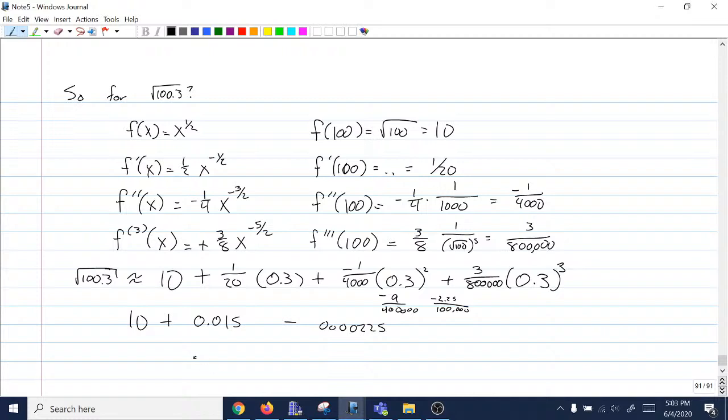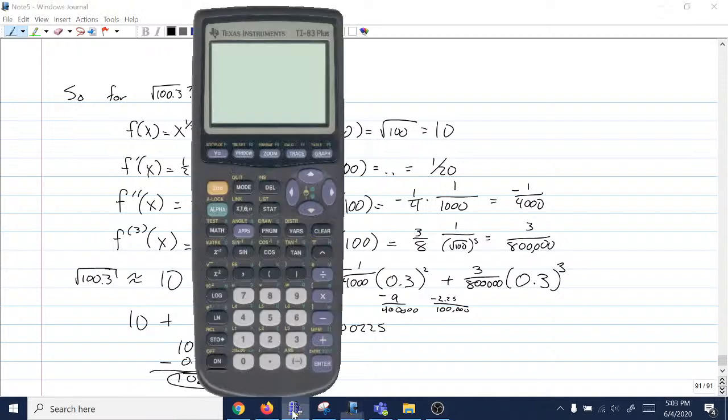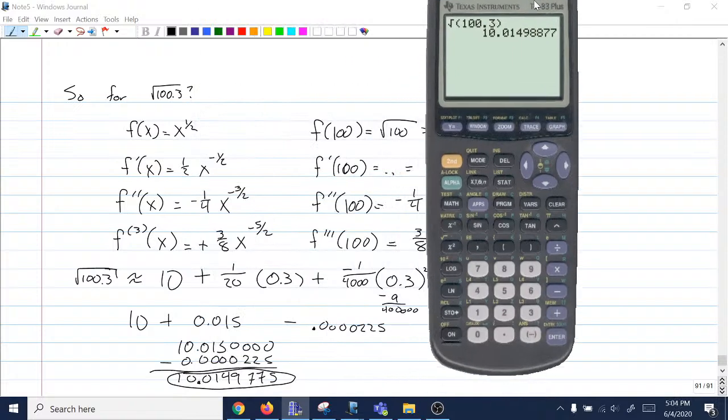Can I subtract this in my head? 10.015 minus 0. Oh, I didn't put the decimal point. 1, 2, 3, 4, 5. 1, 2, 3, 4, 2, 2, 5. Subtract that and I get 5. 9 minus 2 is 7. 7, 9, 4, done borrowing, 1, 0, 0, 1. I'm getting that the square root of 100.3, with, now we're up to 2 pages of arithmetic, is 10.0149775. Is that what we got? 10.0149887. Did I subtract wrong?